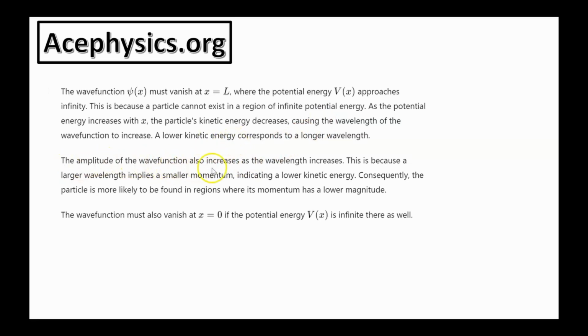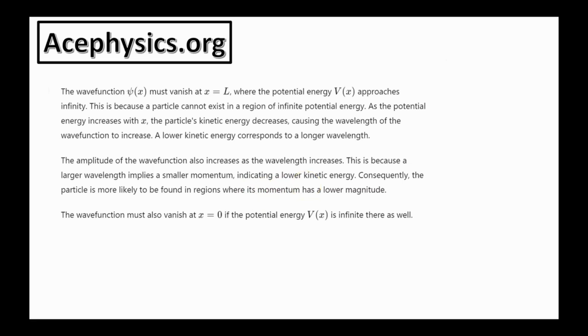The amplitude of the wave function also increases as the wavelength increases. This is because a larger wavelength implies a smaller momentum, indicating a lower kinetic energy or a lower velocity. Consequently, the particle is more likely to be found in a region where its momentum has a lower magnitude. If it's moving slower, it's going to be in that area for longer, and it's going to be more likely to be found there.